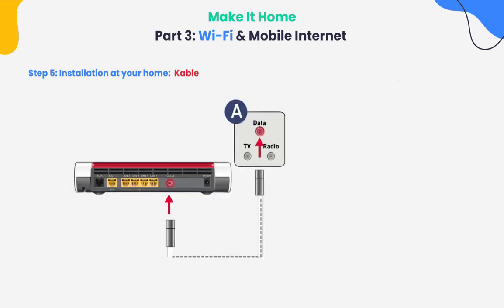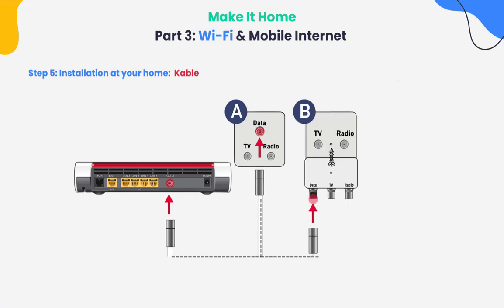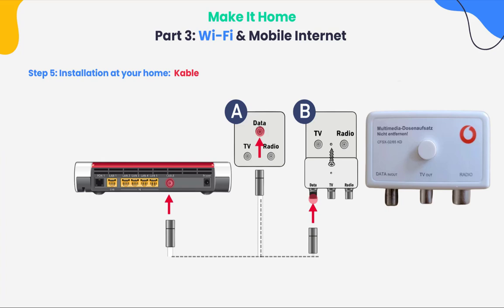Most addresses will have the standard 3-point multimedia socket, TV on the bottom left, radio on the bottom right, and data on the top for internet. But in some cases, you might find a 2-point socket with only TV and radio, no data point. In that scenario, you will need a multimedia adapter, which converts the 2-point socket into 3 outputs.